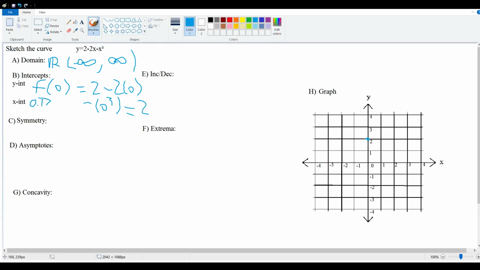And then as for symmetry, it's not going to have any symmetry because we have 2 odd powers, being x cubed and x to the first, and then 1 even because a constant is treated as an even. So there's no symmetry. And as far as asymptotes go, there's none of those either because the function is a polynomial.